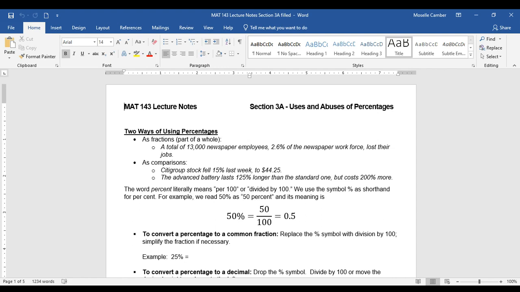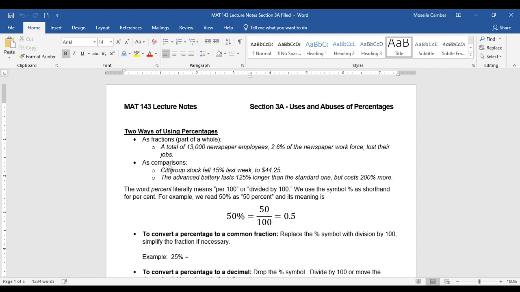Okay, so we're going to do an introduction to percentages. There are two basic ways of using percentages. We can talk about it as a fraction or part of a whole, or we could talk about it as a comparison. As a fraction, it could be something like: out of a total of 13,000 newspaper employees, which are 2.6% of the newspaper workforce, lost their jobs. Comparison: Citigroup stock fell 15% last week to 44.25, or the advanced battery lasts 125% longer than the standard one, but costs 200% more.